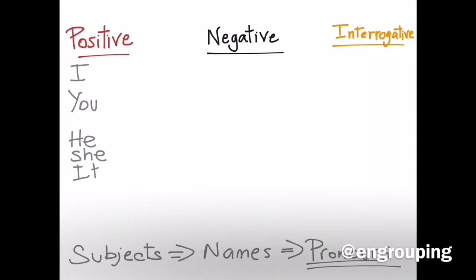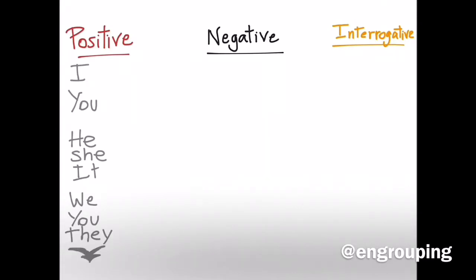The first person plus another one, it's we. The second person in plural is you. And the third one, which is people we talk about or things we talk about, they. Now, every one of these subject pronouns has to use a verb to be.